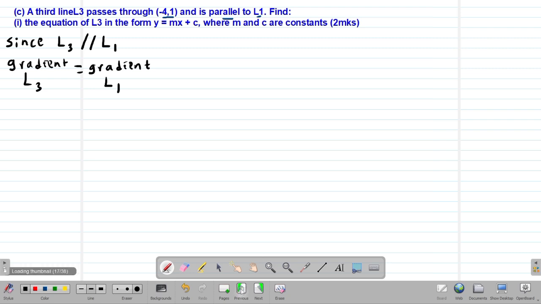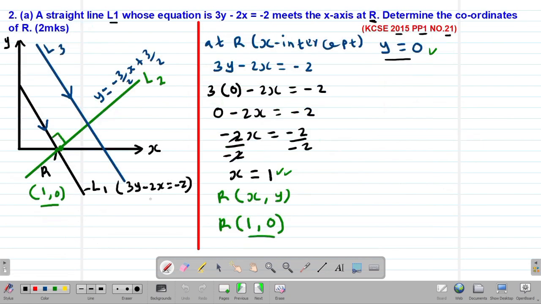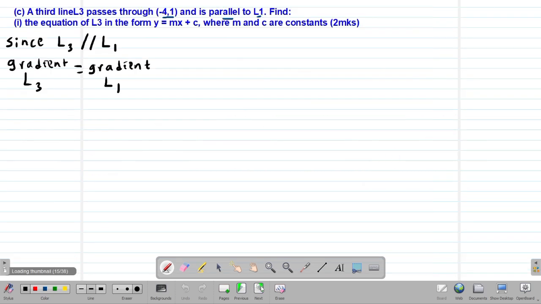Now let me check whether we have the gradient for L1. Actually, for the line L1, we were given its equation, so we can use this equation to find the gradient. The equation for L1 was 3y minus 2x, which was equal to negative 2. So that is 3y minus 2x equals negative 2.